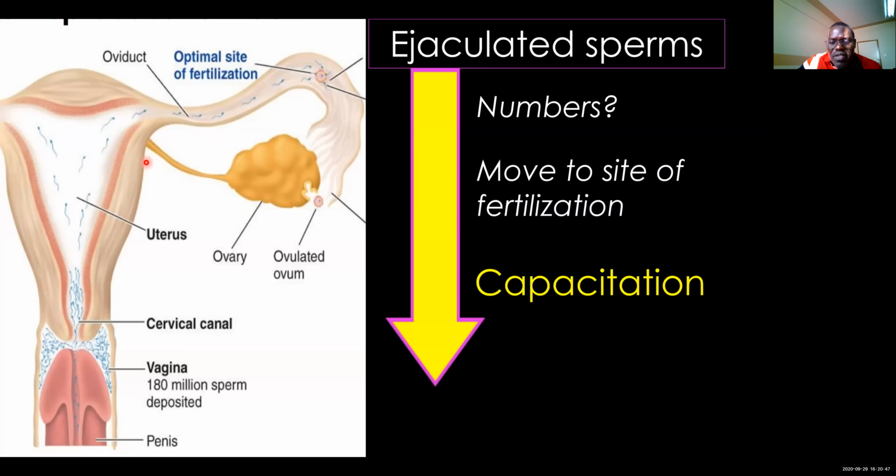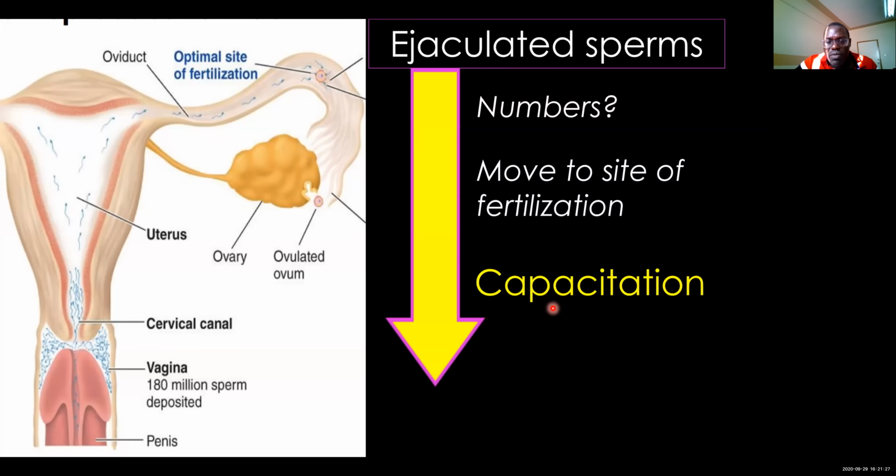And what is the purpose of this removal? The purpose of this removal is so that sperms can now be more motile. Remember, they were immobilized when they were in the male reproductive tract. So the sperms then become more motile if they undergo capacitation, where we have removal of the glycoprotein covering.